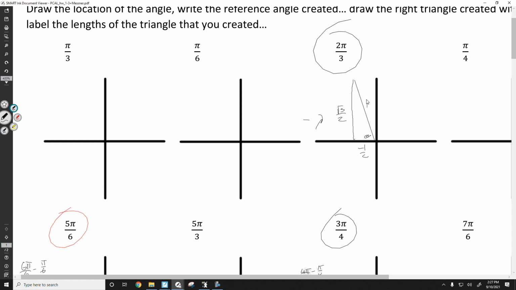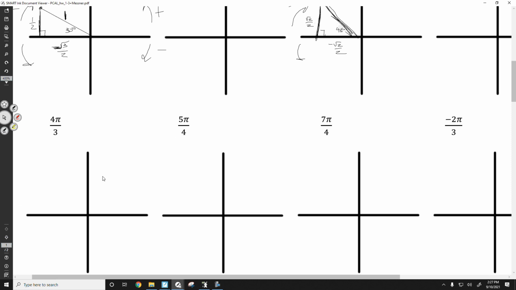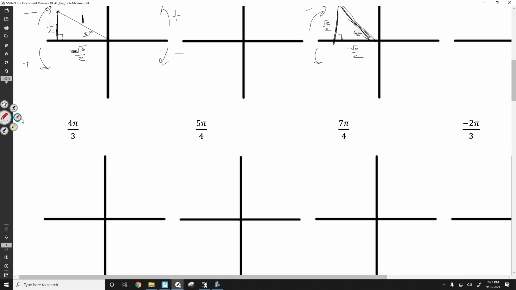All right, ready? Challenge. 5 pi over 4. Where is it? Label the triangle. Your homework is to complete this piece of paper, not the piece of paper that's labeled homework. You got it? I will put a video together of this. If you guys can do this, next class is a piece of cake. Okay?